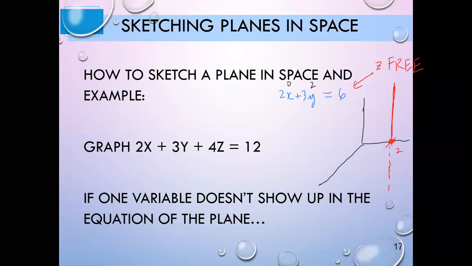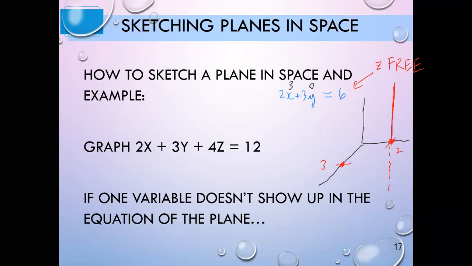Now let's think about some other value, or let's think about what happens if I put a Y value equal to 0. What would the X value have to be to make this equation true? 3, okay? All right, so 3, 0, okay?